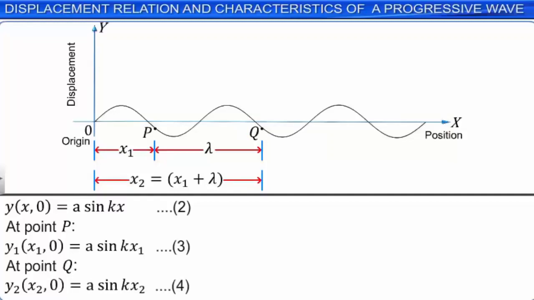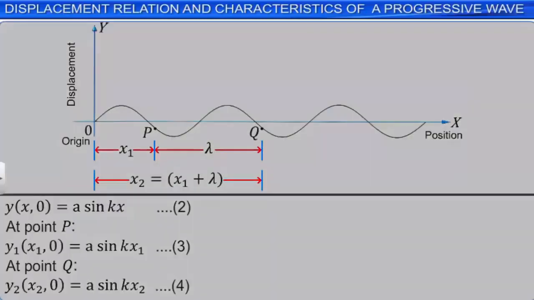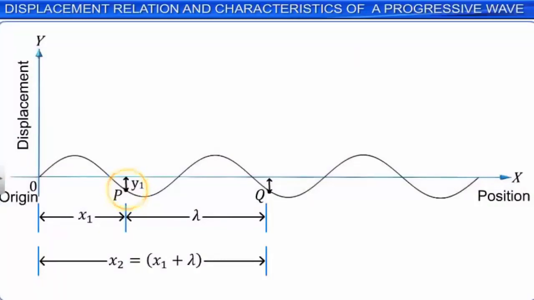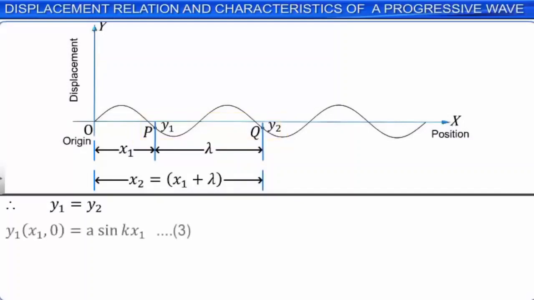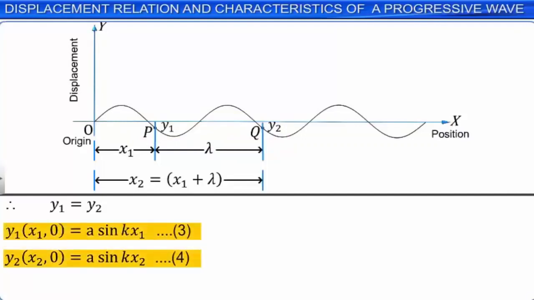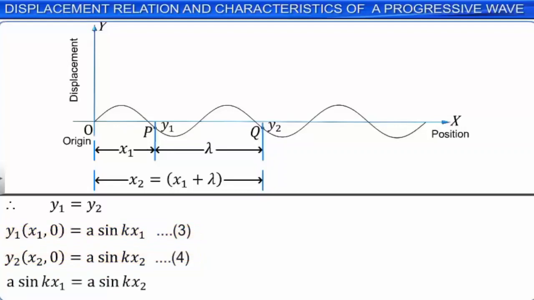As P and Q are in the same phase, they are separated by a distance of one wavelength, that is, lambda. Therefore, y1 is equal to y2. We can now equate the right-hand sides of equations 3 and 4. A sine kx1 equal to A sine kx2. By substituting x2 is equal to x1 plus lambda, we get A sine kx1 is equal to A sine k into x1 plus lambda. This can be written as A sine kx1 is equal to A sine into kx1 plus k lambda. This condition is possible only when k lambda is equal to the product of 2, pi, and n, where the values of n are equal to 1, 2, 3, and so on.